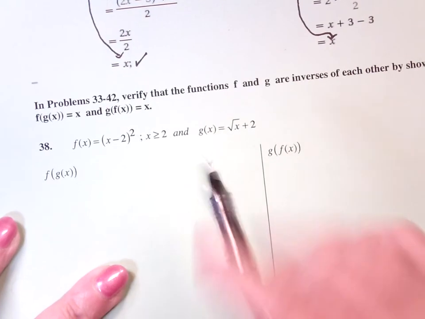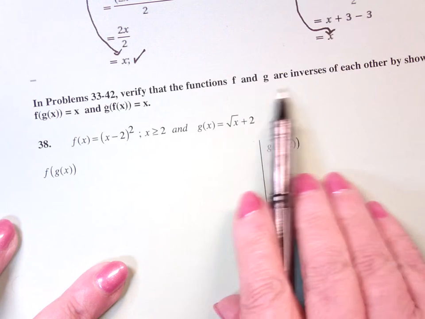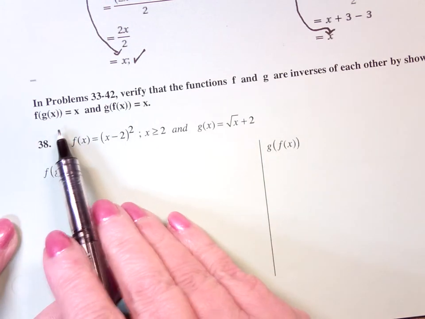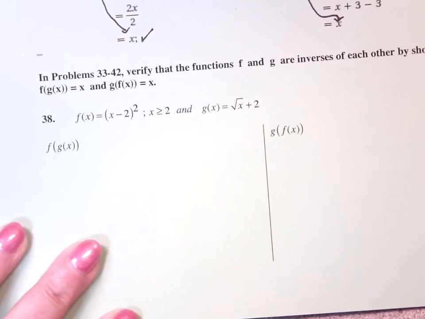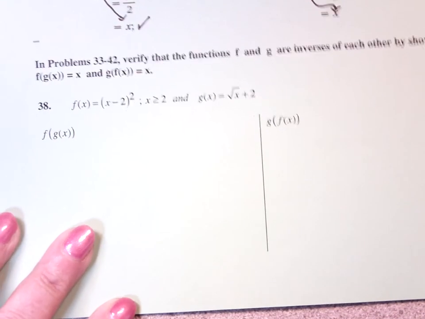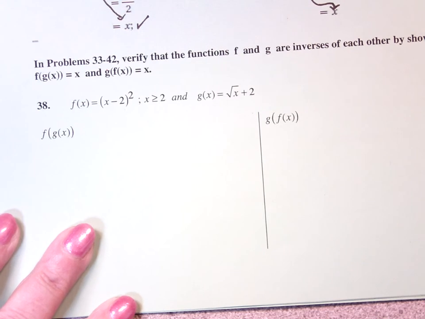So on this one it says, verify that the functions f and g are inverses of each other, showing that f of g of x equals x and g of f of x equals x. Now here's the good news, if there's any good news to all of this. And that is that if I can prove it for one, it's true for the other. You don't have to do both. When we're looking at algebra and the kind of functions we have in algebra, I don't need to check that both sides are true. If one of them is true, then they're both true.